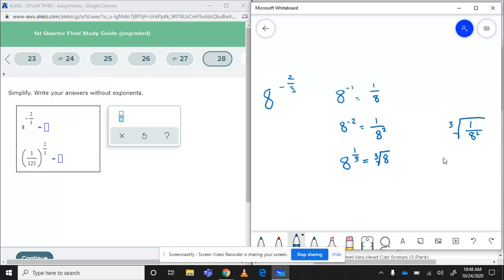Okay, so now we want to say, what is this answer? Well, the cubed root of 1 over 64 is going to be the number that times itself 3 times gives us 1 over 64. So our cube root would be 1/4.